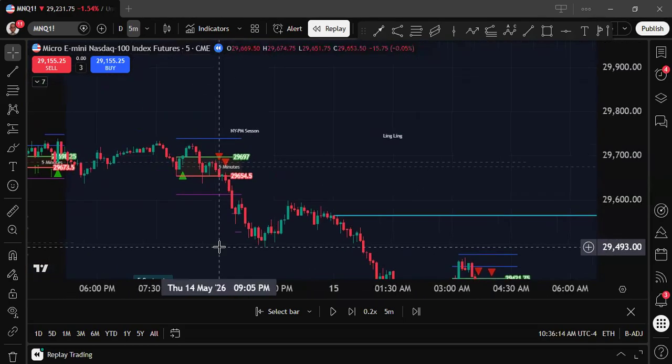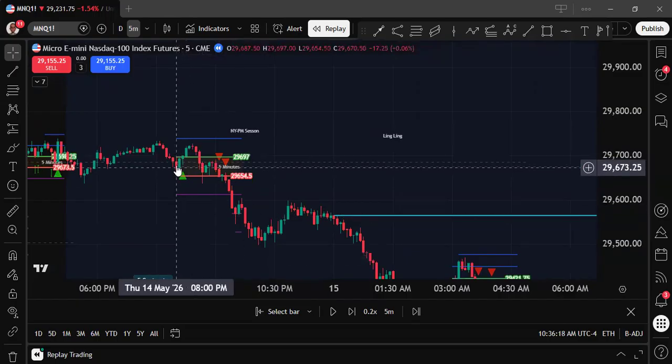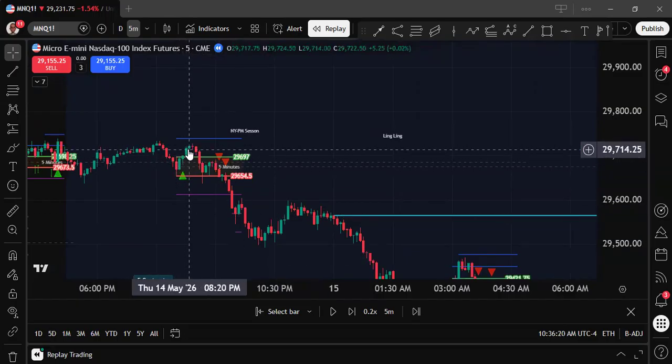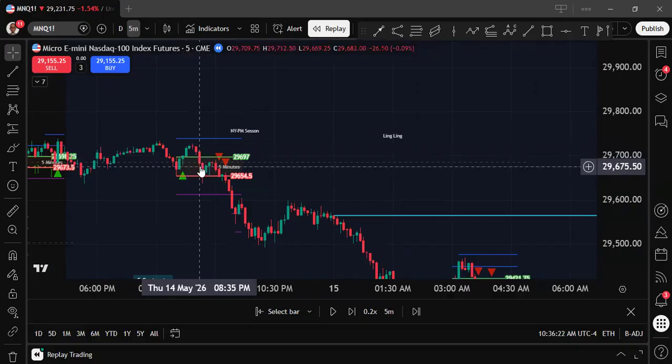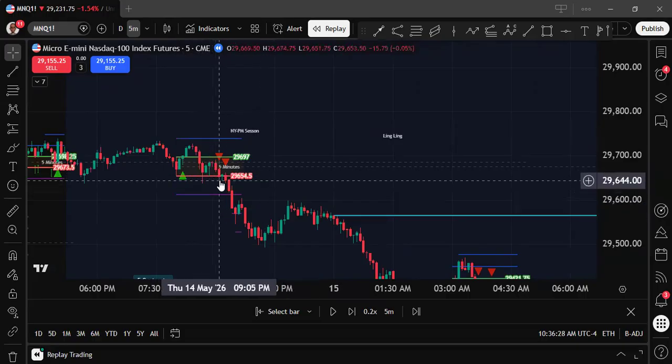And this is the 8 o'clock session as well. Boom, came up, close. Wait for price to go below here to go long. Never triggered. Boom. Price came down.